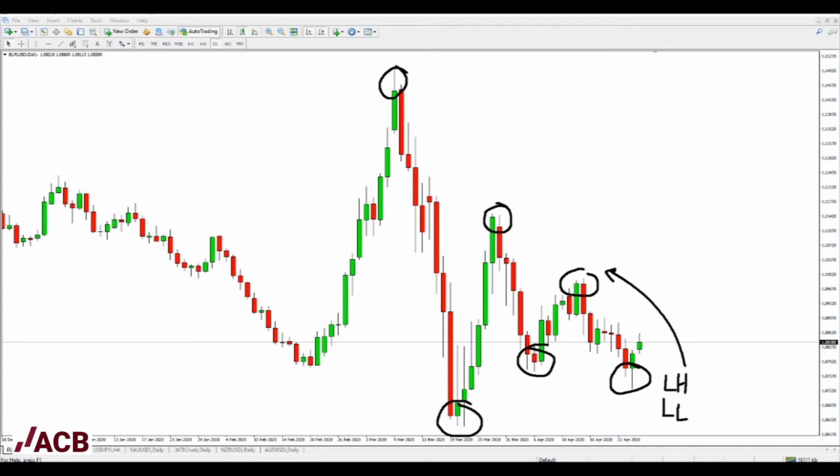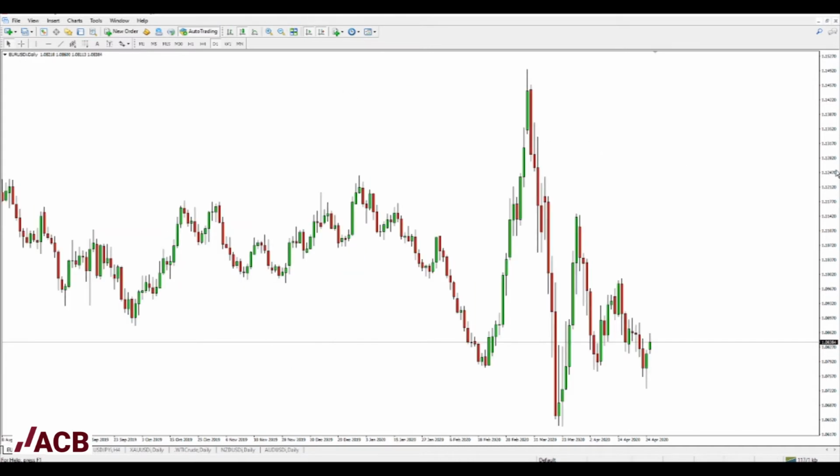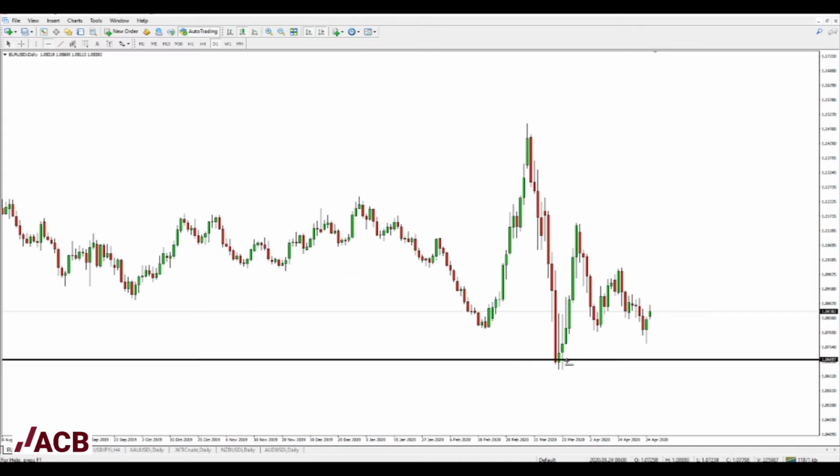What this is showing us, based on the structure of this market, is that as we see more lower highs, as we see more bearish structure, it gives us a better chance, at least in my view, of heading back down to the previous low.